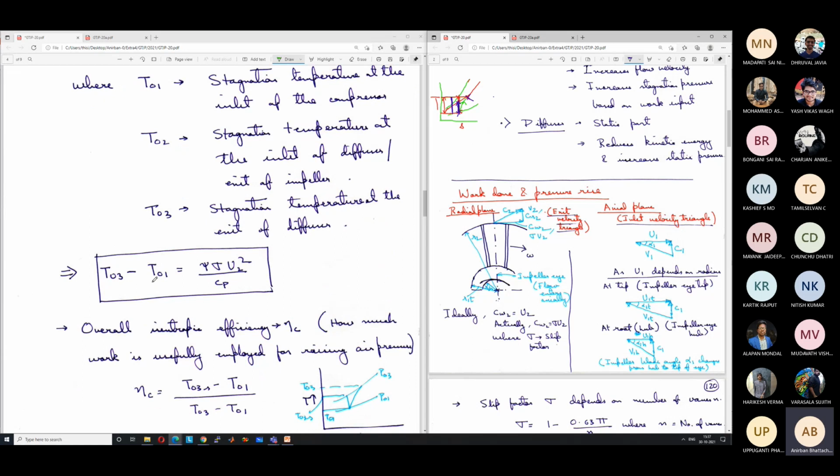What is the goal of doing all this calculation? What do we want in a compressor? What are we trying to find out? What is the role of a compressor?